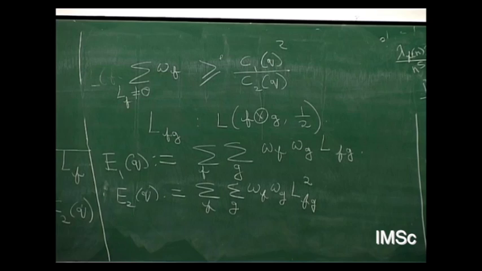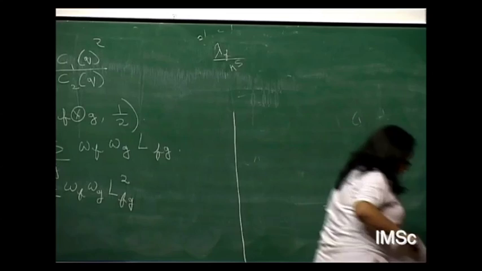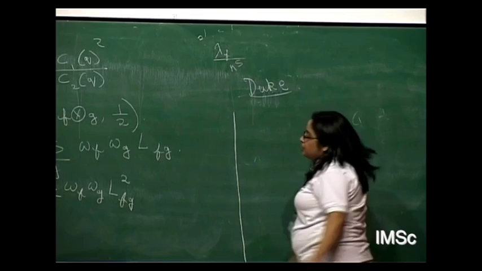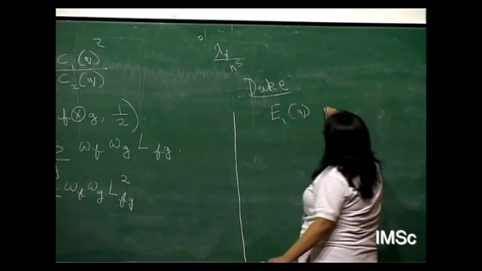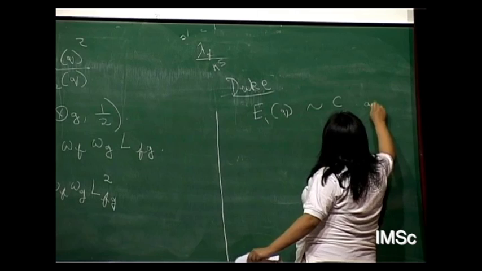Now it is a result proved by Duke that as Q goes to infinity, by an application of the Petersson formula, Duke showed the following. He showed that our E1 of Q is asymptotic, so this behaves very nicely. You can find a fixed constant. So E1 of Q is asymptotic to C0 as Q goes to infinity, okay?